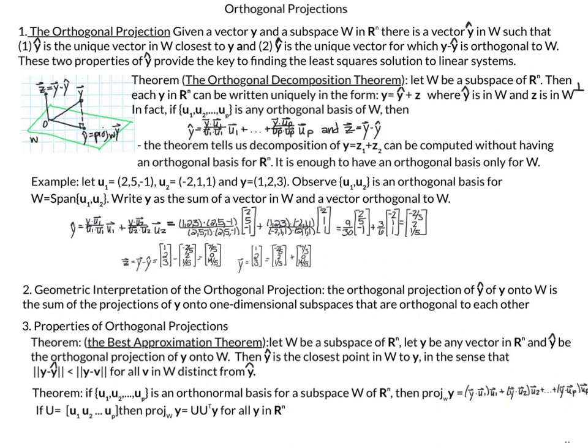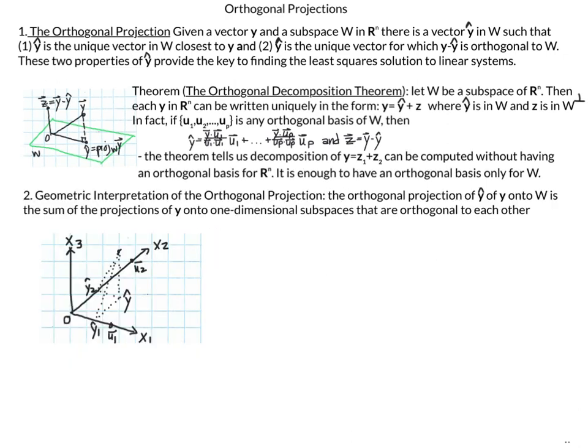There is a geometric interpretation of the orthogonal projection. The orthogonal projection y hat of y onto W is the sum of projections of y onto the one-dimensional subspaces that are orthogonal to each other. The picture that goes with this geometric interpretation is right here. At the top, this is my vector y. And then over here, I have my vector u2 and my vector u1, which define a subspace in this picture of R3. So here's my y in R3, here's my u1, u2.